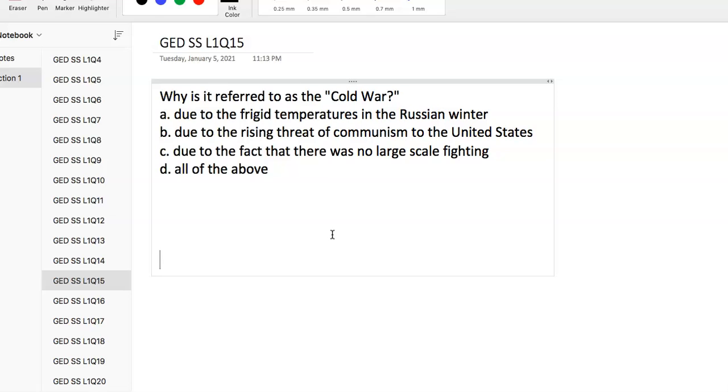Okay, so I referenced this a few questions ago. See if you remember. Why is it referred to as the Cold War? Frigid temperatures in Russia? No. Rising threat of communism to the U.S.? No. Due to the fact there was no large-scale fighting? Yes. Okay, so that is the main point of the Cold War. No direct combat. That's what we're thinking with Cold War. If you know that, that's great. Certainly not about cold weather, and it's not about communism directly either.